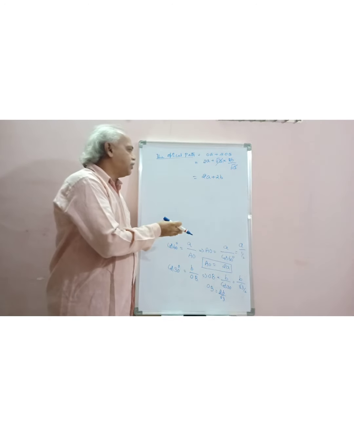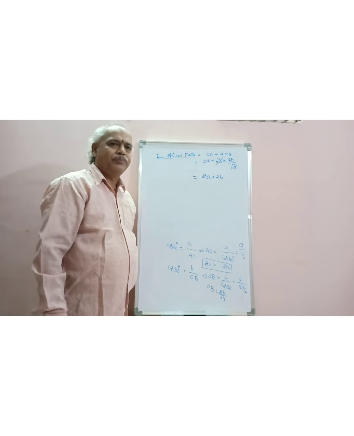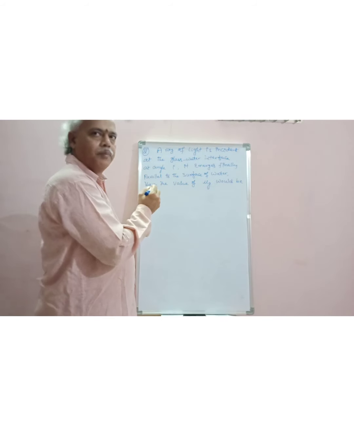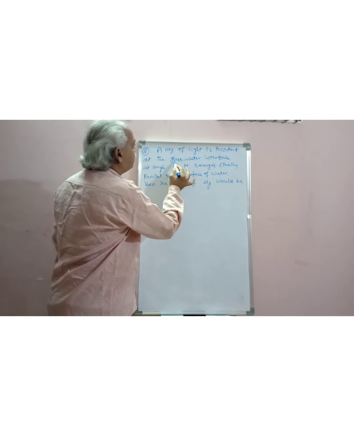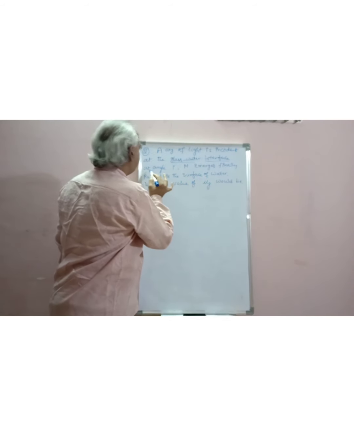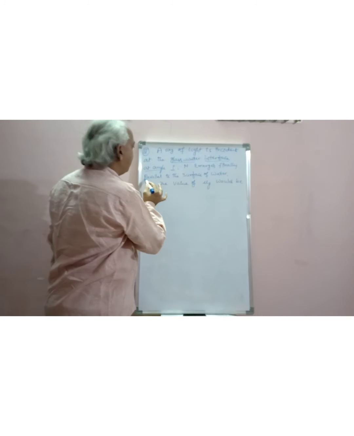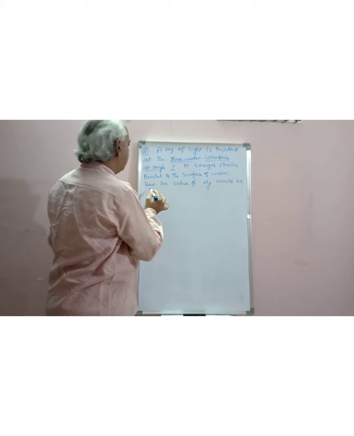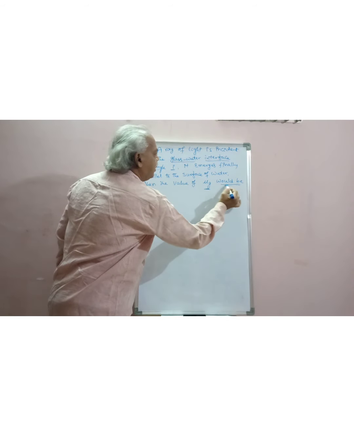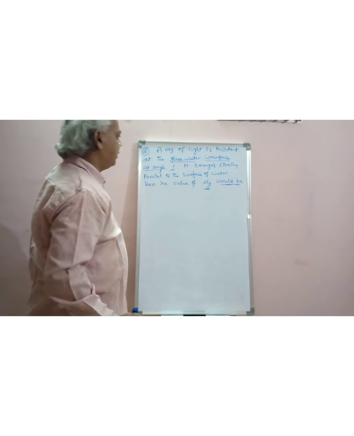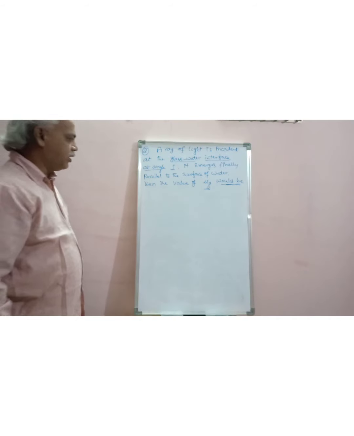This question was asked in 2019 JEE Mains. Okay. A ray of light is incident at the glass water interface at angle i. It emerges finally parallel to the surface of water. Then the value of mu of glass would be. It is a problem given in our IIT mains examination.